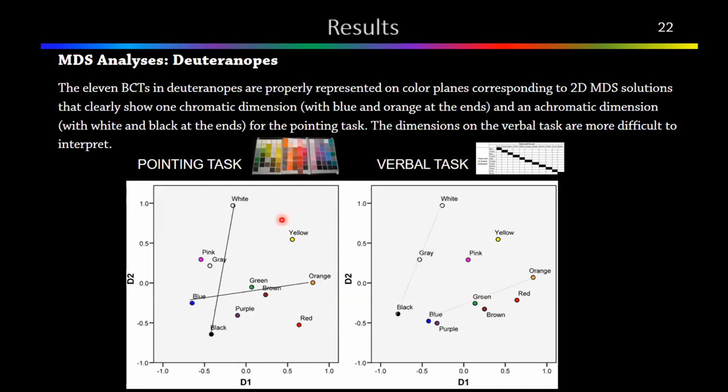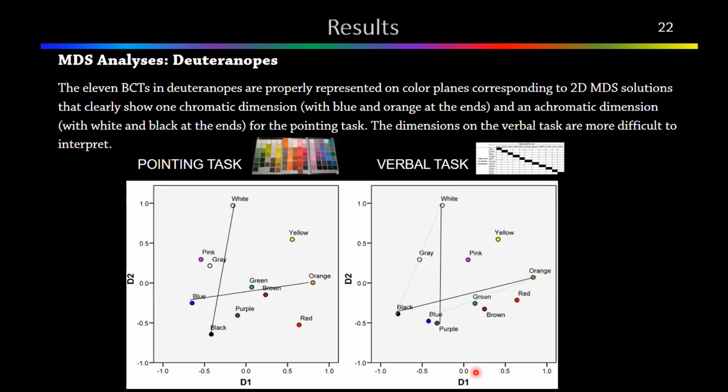In the case of deuteranopes, for the pointing task, we also obtain this 2D solution with white-black and blue-orange in the 2 dimensions. But in the verbal task, the estimations were not so much like the pointing task. So if we try to link the white-black and the blue-orange from before, we don't get any meaningful dimensions this way. If we just try to link the extremes of the 2 dimensions, we don't obtain anything meaningful in terms of underlying mechanisms. We obtain black-orange and white-purple, which doesn't mean anything in terms of chromatic mechanisms.